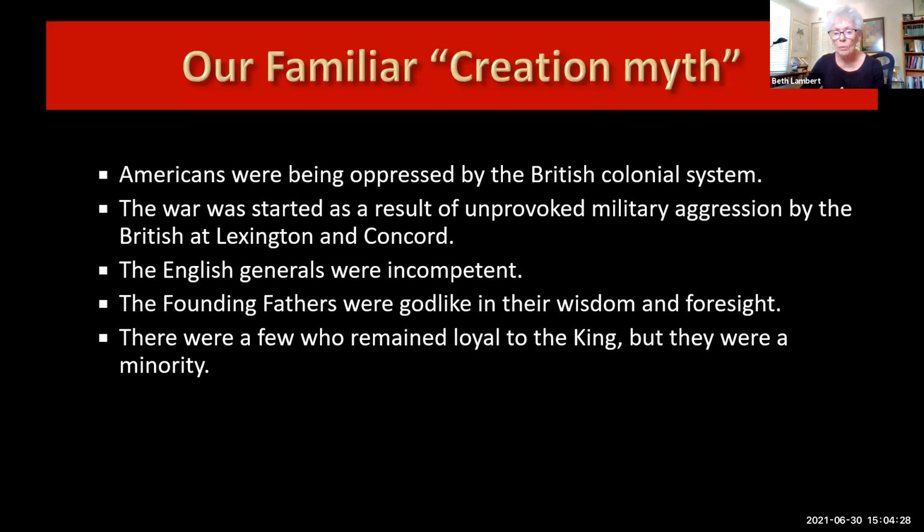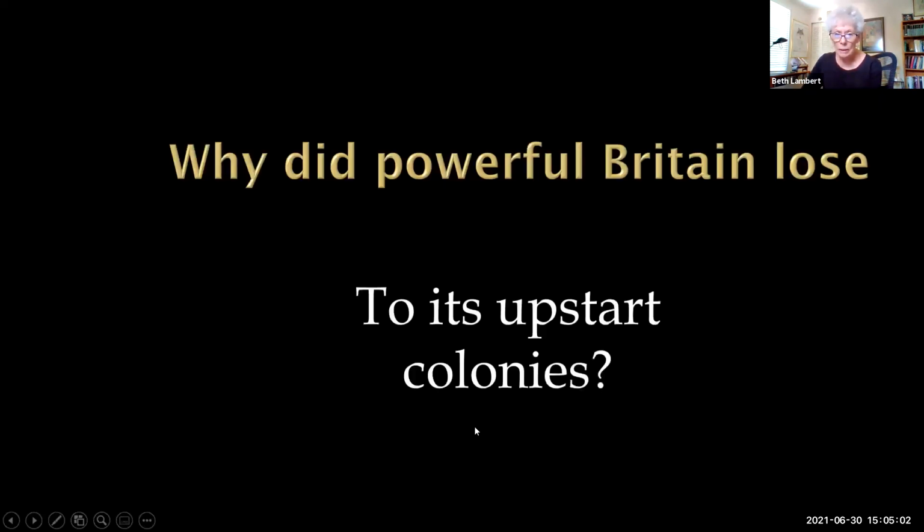Okay, this is what we were taught, I think in our 4th grade history class: that the Americans were being oppressed by the British colonial system, that the war was started as a result of unprovoked military aggression by the British, that the English generals were incompetent, they wore their red coats, and the colonists had the sense to fight them from behind trees, that the founding fathers were godlike in their wisdom and foresight, and there were few who remained loyal to the king, but they were definitely a minority.